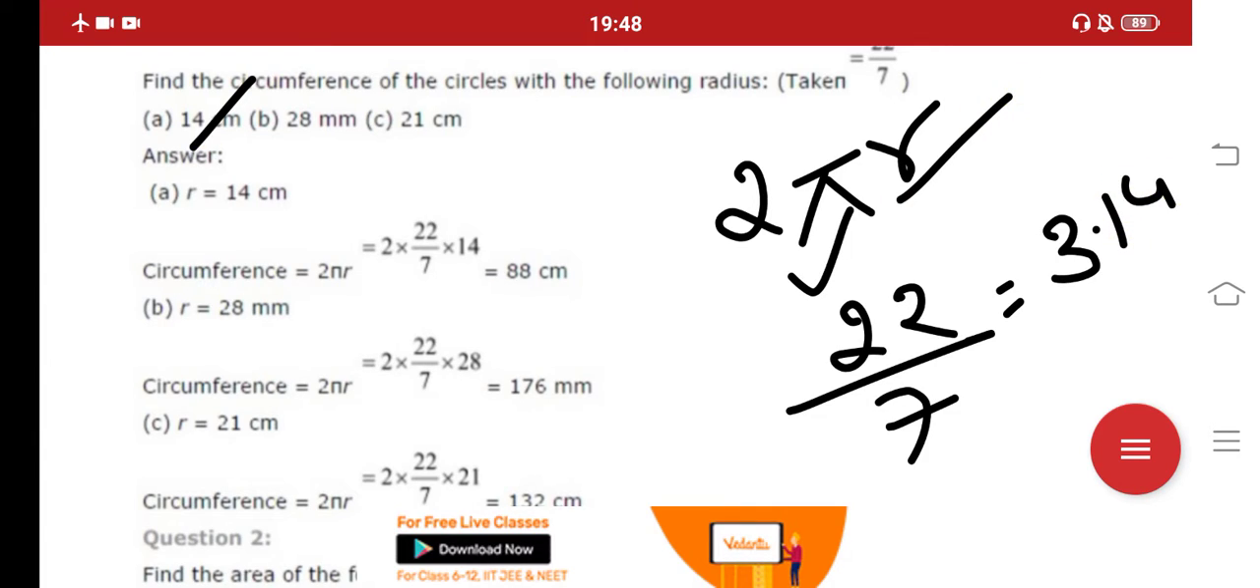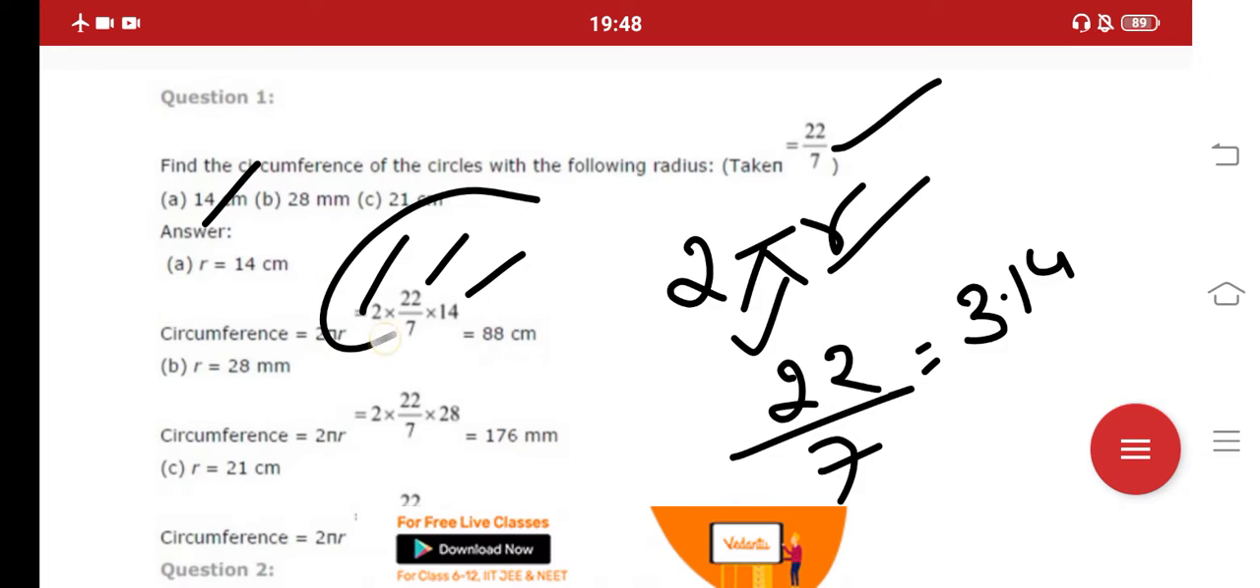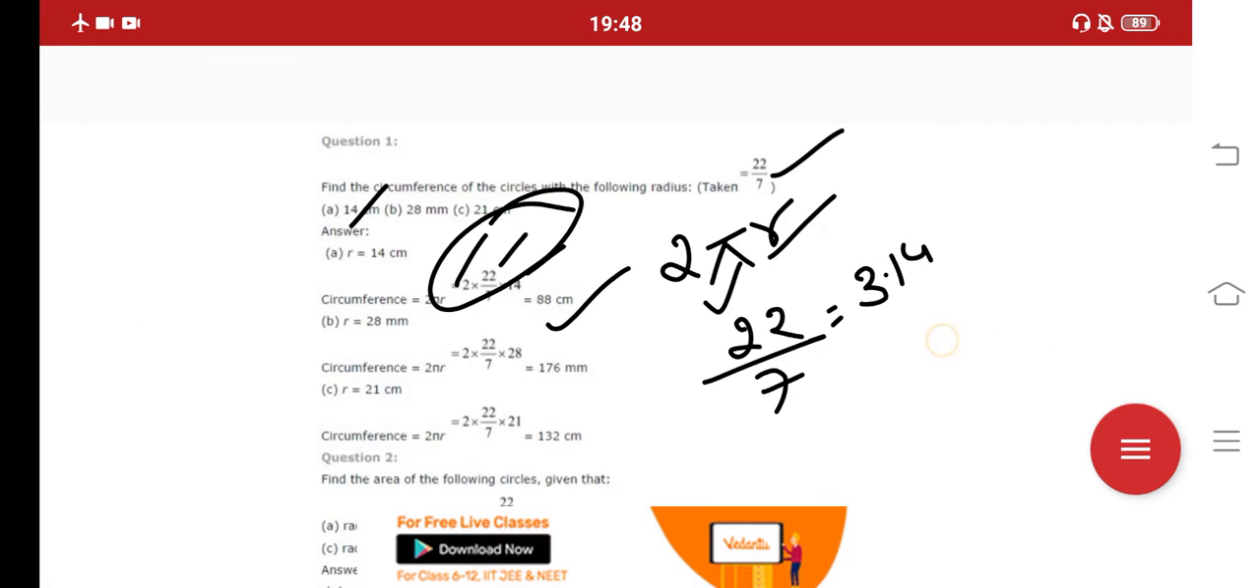So see, the radius is given, and how much pi we have to take is already mentioned in the question, 22 by 7. So here 2 pi into r, after solving this value we are getting 88 centimeters. So this is the circumference of a circle, and this is how you have to complete question number 1.